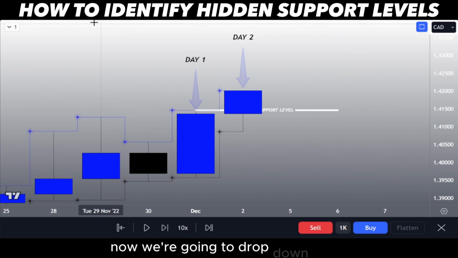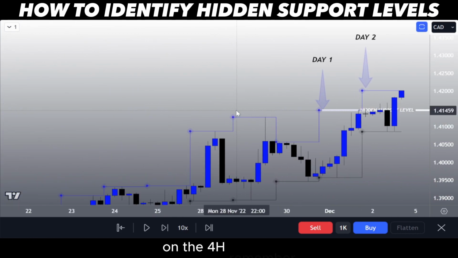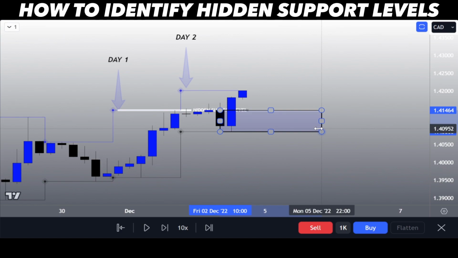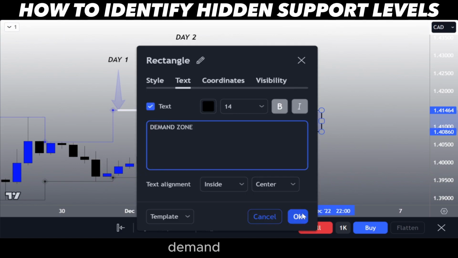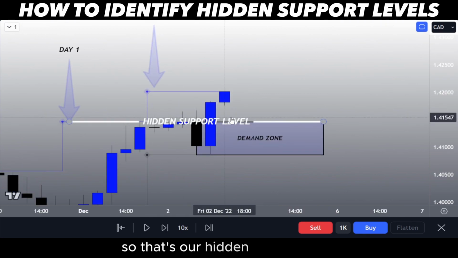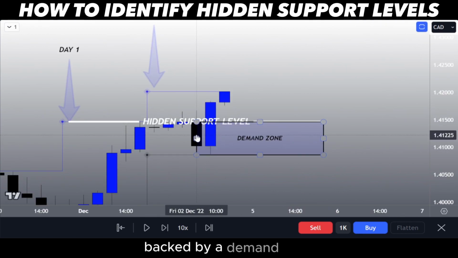Now we're going to drop down to 4H. On the 4H, remember, we need to identify a demand zone. That's our demand zone right there. We've identified it, demand zone. That's all we need to do here. So that's our hidden support level, backed by a demand zone.